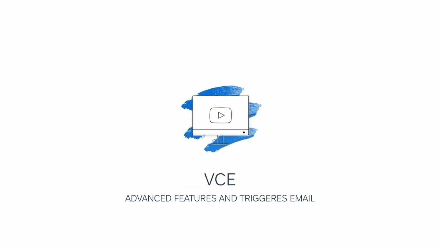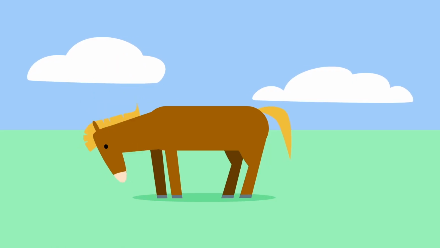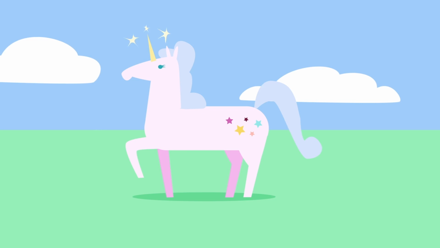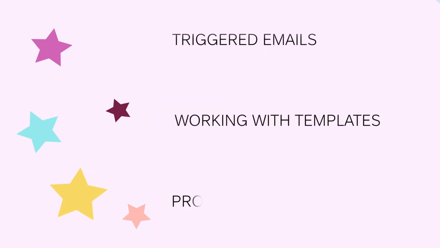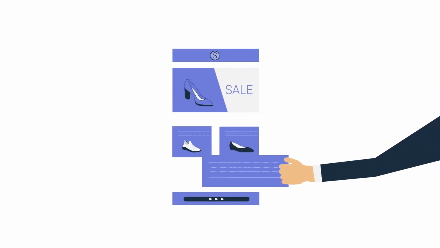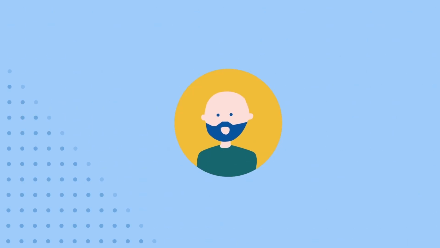Hello! Now that you're familiar with the basic functionalities of the VCE, we'll look into some of the more advanced ones. We will cover triggered emails, working with templates, product recommendations, and more. We're going to build the first email that we'll use in a fast abandon cart tactic that we've already created. With this email, we want to encourage known visitors who have added products to a cart but ended the session without purchasing to complete their transaction.